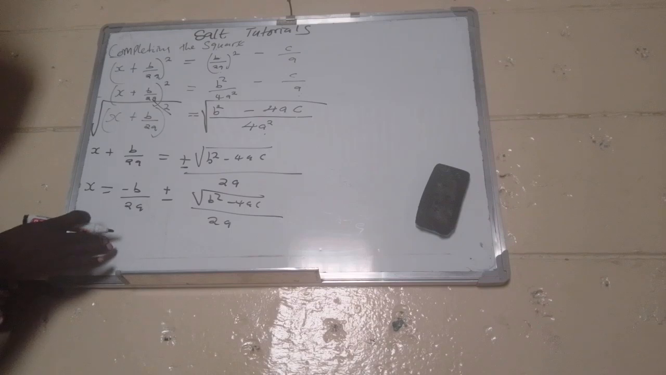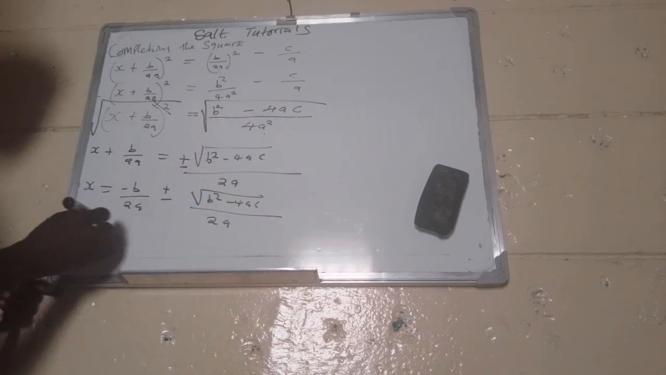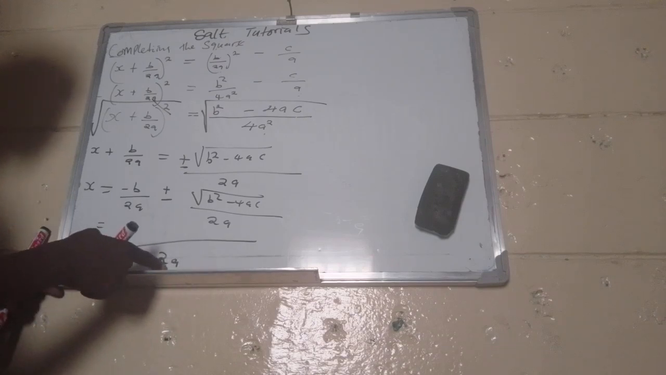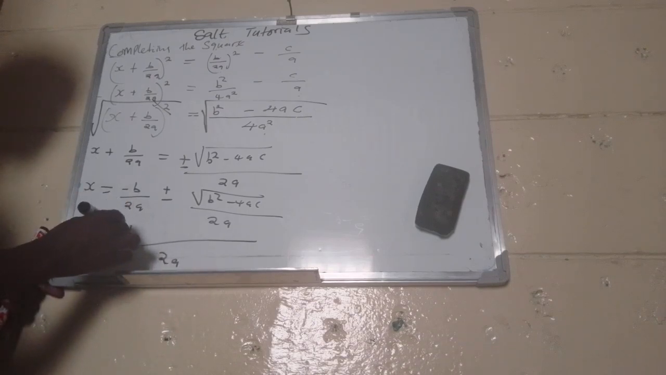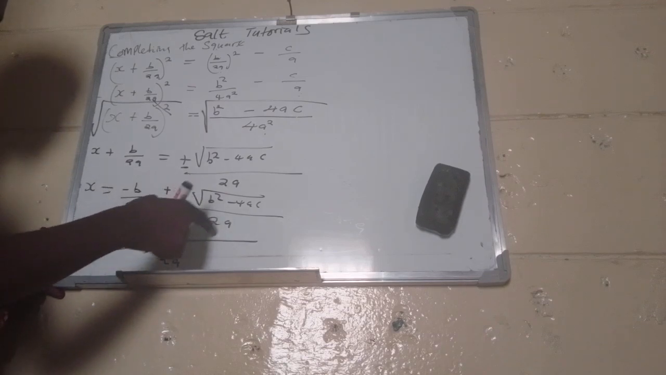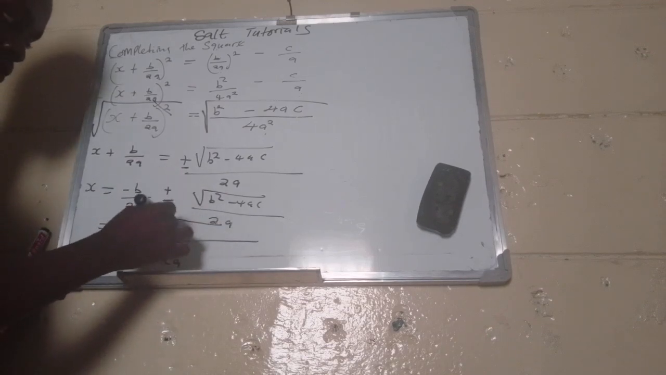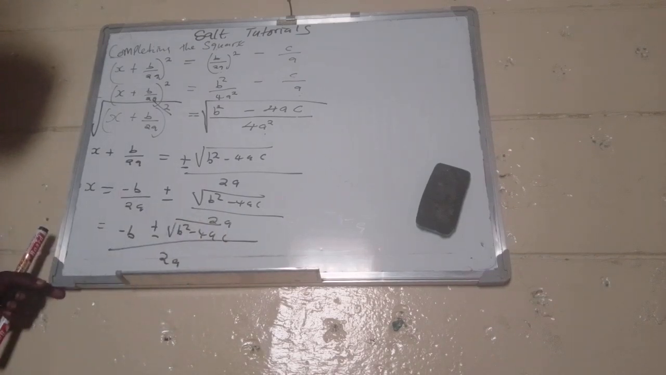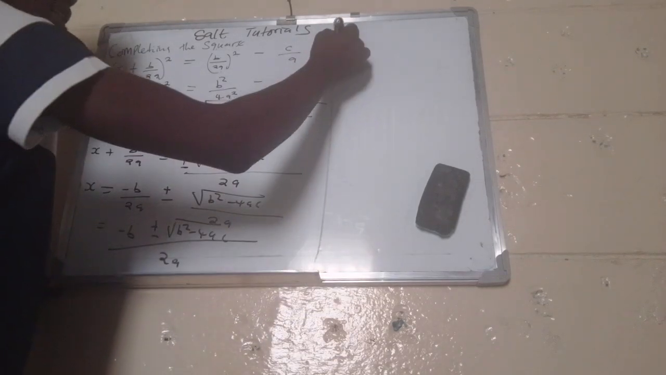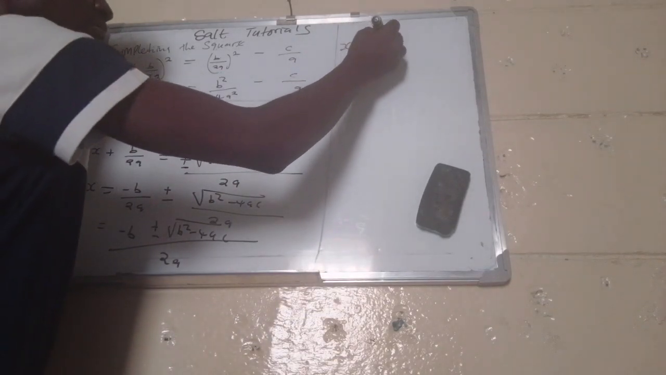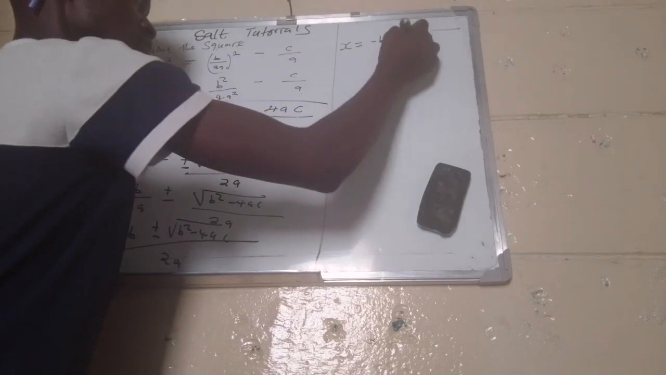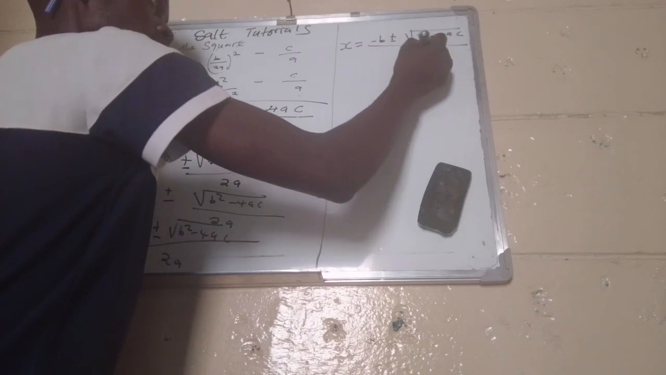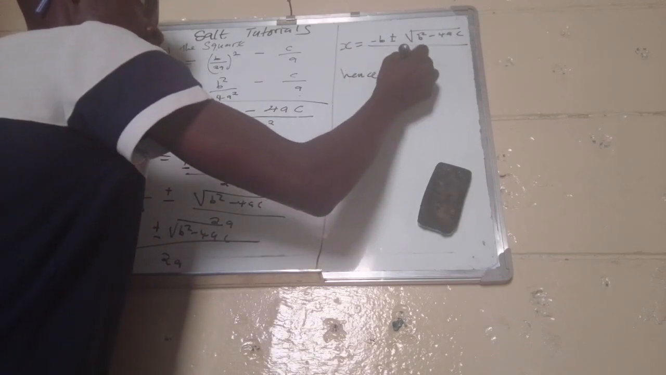So what is happening here? Simplify this as a single fraction. The lowest common denominator here is 2a. 2a into 2a is 1, 1 times negative b is negative b. Plus or minus, this into this is 1, 1 times that is the square root of b squared minus 4ac, which is our outcome. So therefore, the value of x has been shown. x is equal to negative b, plus or minus the square root of b squared minus 4ac, over 2a. Hence, shown.